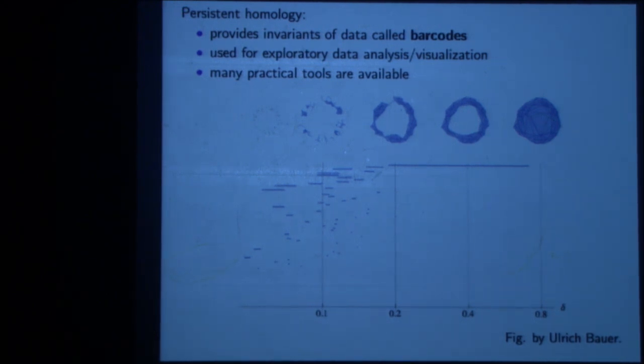But one of the central applications, since people started worrying about persistent homology about 15 years ago, has been for exploratory data analysis and visualization, trying to use persistent homology to understand something about the coarse scale global geometric features in our data. And there are a number of practical tools available for computing persistent homology now, software that you can download off the internet and start using right away.